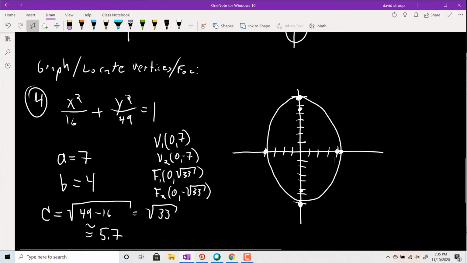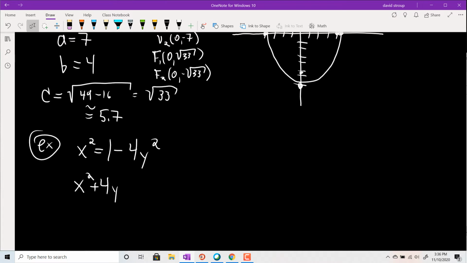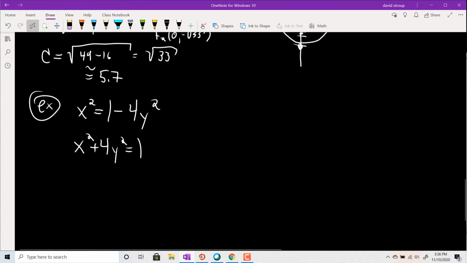Okay, let's look at another one. This one is kind of rearranged in a weird way, so it doesn't look like the equation of an ellipse. So what I do is rewrite it as x squared plus 4y squared equals 1. And then it needs to be x squared over a squared, y squared over b squared, or vice versa. So what you do here is just multiply everything by 1, well, you can't even do that. If you multiplied everything by 1/4, then you would have a 1/4 on the right.